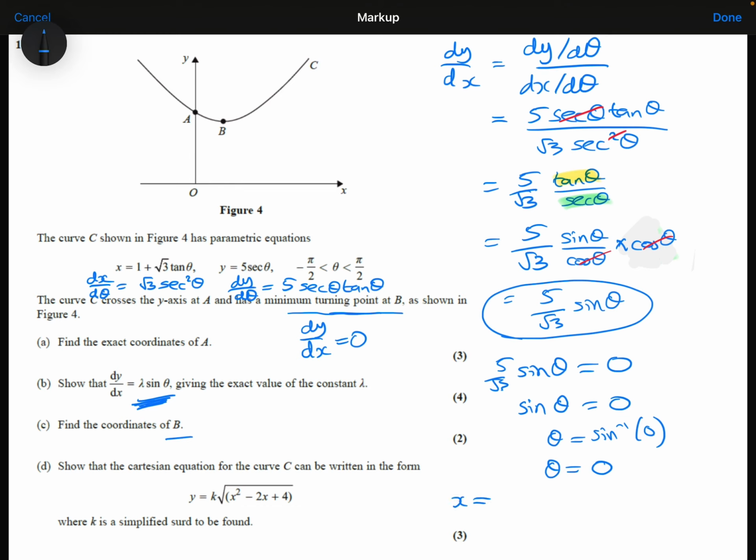Substituting that into my x and y equations here. So x equals 1 plus root 3 times tan 0, which is just 1. y equals 5 over cos theta, or cos 0, is 5 over 1, which is 5. So the coordinates of B are 1, 5.